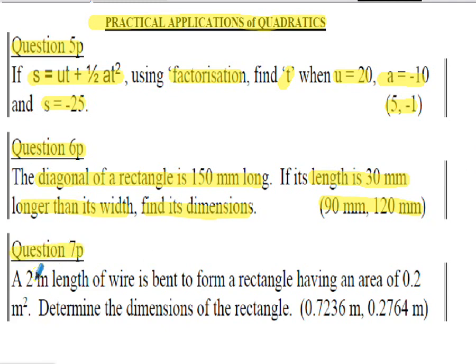Question 7p. A 2 meter length of wire is to be bent to form a rectangle having an area of 0.2 meters squared. We've got to find the dimensions of the rectangle. So in this particular case, I would suggest you form two equations, one based around the perimeter, that the perimeter of the rectangle, all four sides added together, must have a length of 2 meters, and also that when the two sides are multiplied together, the area is going to be 0.2.